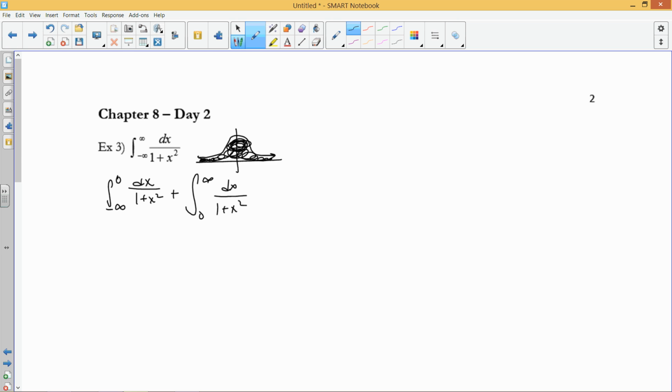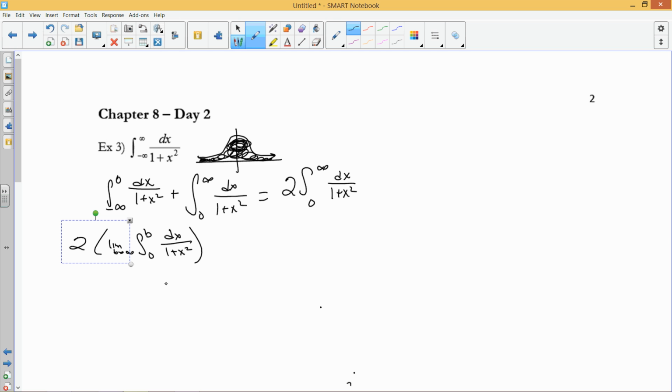Now, this function is even, and I'd really prefer not to have two separate integrals. So since it's even, and only because it's even, I can double the integral from 0 to infinity to get the whole thing. All right, well, I have an infinite limit. I'm not supposed to have an infinite limit of integration, so this is going to be 2 times the limit as b approaches infinity of the integral from 0 to b of dx over 1 plus x squared.